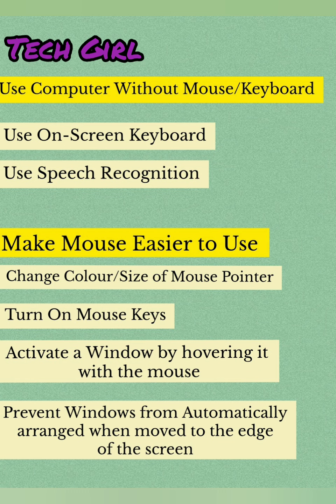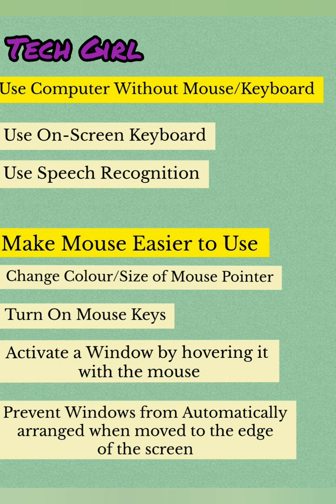Next point is activate a window by hovering it with the mouse. So with this option you can select and activate a window by simply pointing it with a mouse rather than clicking on it. Next option is prevent windows from being automatically arranged when moved to the edge of the screen.